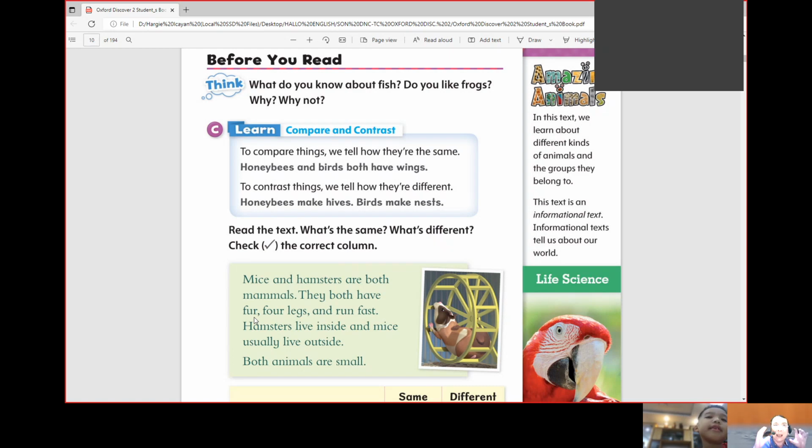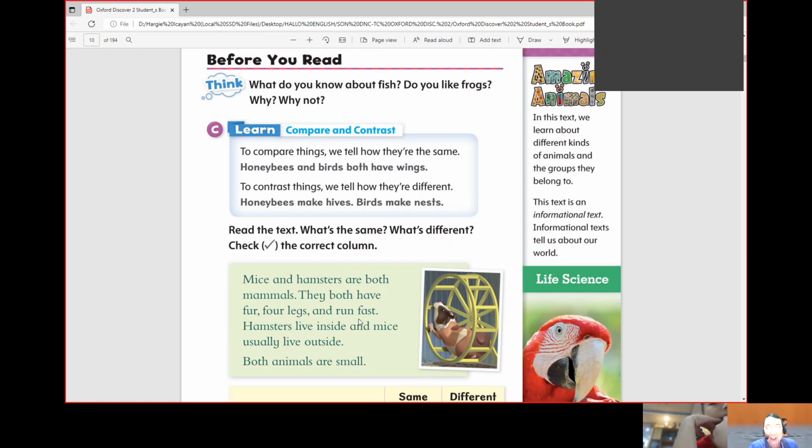Okay. What have you observed with the mice and hamsters? How many legs do they have? The mice have four legs. The hamsters have four legs too. So therefore, mice and hamsters both have four legs. Okay, look at the skin of the hamster. The hamsters and the mice have fur also. So that's also the comparison.